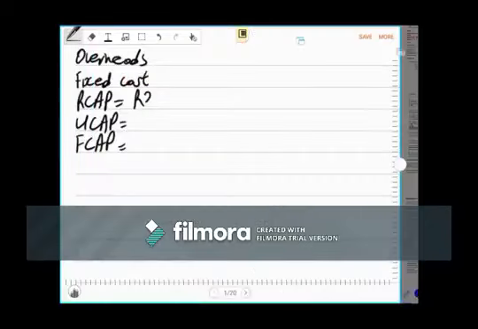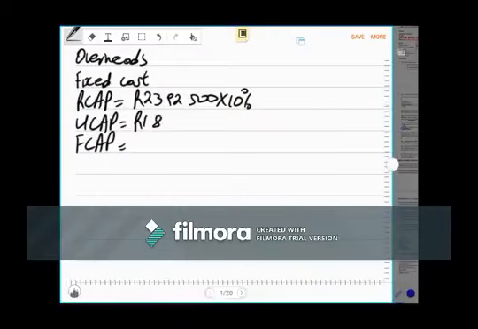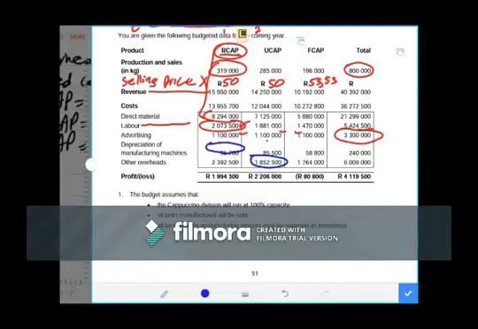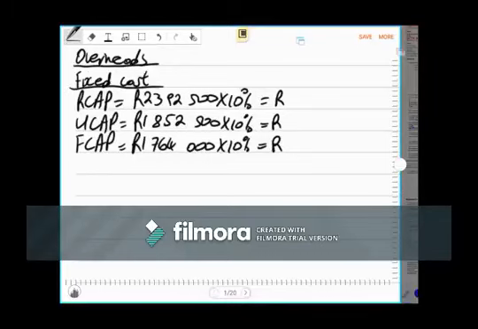2,392,500, and 10% of that is fixed. And for the second product, which is unsweetened cappuccino, it was 1,852,500 times this by 10%. Then after we go to the next one, which is 1,764,000, and if you times all this by 10%, you get to the fixed portion of our overheads. This is overheads, this is the fixed portion. Then after now, I have to go to the variable portion.